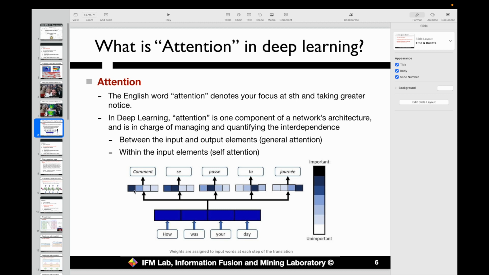We can discuss how to calculate these attention scores purely based on the inputs in the following part, and then we can further know how these attention scores generate the results in the translation. Okay, so this is attention used in deep learning. We can discuss more detail about this in the transformer model in the following part.